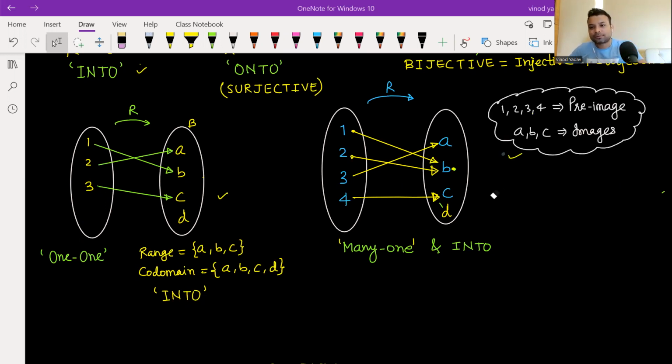Okay. I hope you remember 1, 2, 3, 4 form the set of pre-images, ABC are images. So your range was a proper subset of the codomain. The codomain has one element extra. That is why it is an into relation. If D also had been covered, it would have been onto. Okay, comfortable? All right.